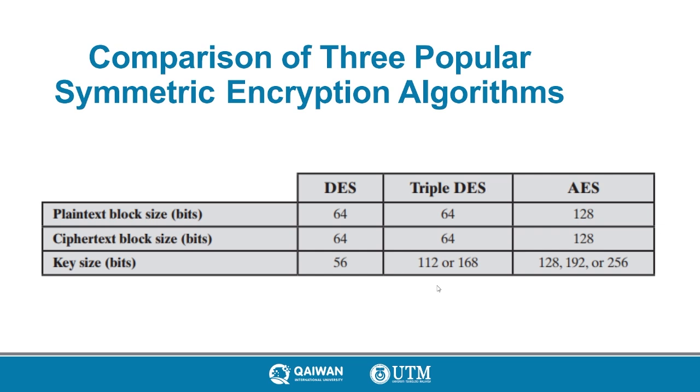So the main problem was, it's correct that the key size of triple DES was kind of high. However, the software was very slow, and that's why they couldn't use it a lot.